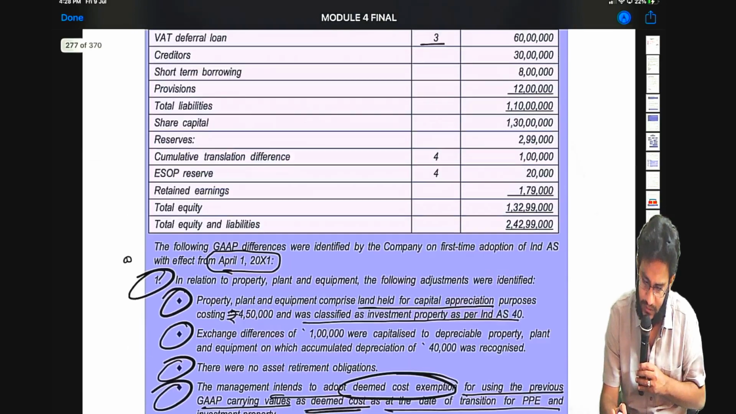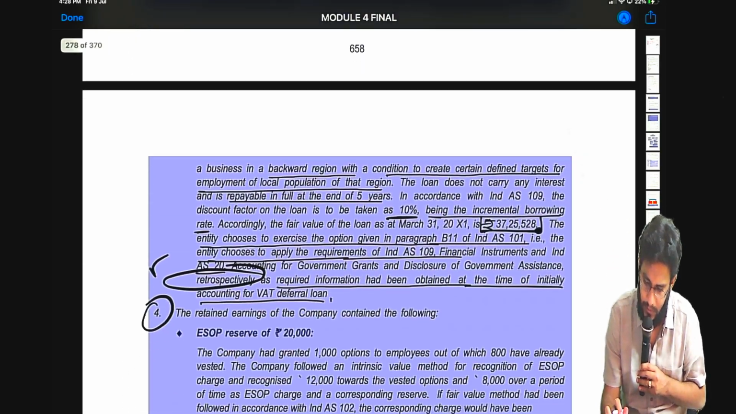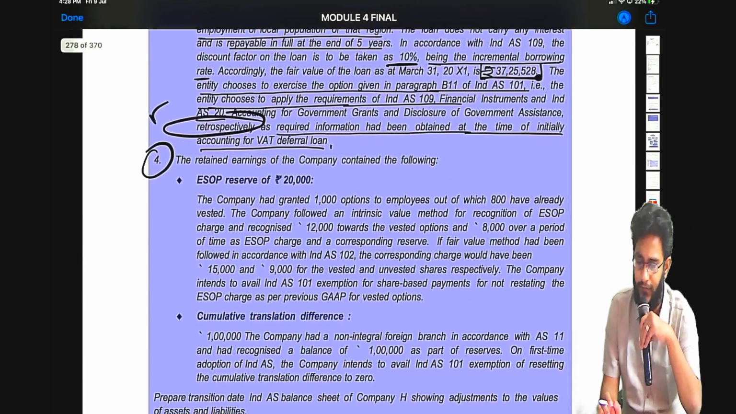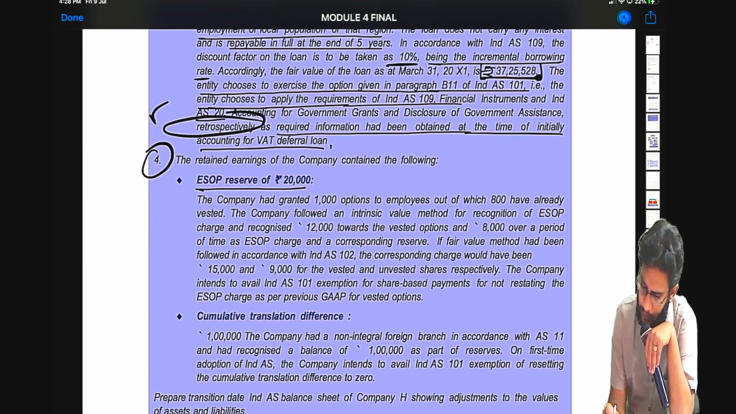Next, note point 4. Let's see, note point 4 is regarding these reserves, these two reserves. The retained earnings of the company contained the following. ESOP reserve of 20,000. The company has granted 1,000 options to employees, out of which 800 have already vested. Okay. So 1,000 options, 800 options already vested. The company followed intrinsic value method for recognition of ESOP charge and recognized 12,000 for vested options and 8,000 over a period of time as ESOP charge and a corresponding reserve.